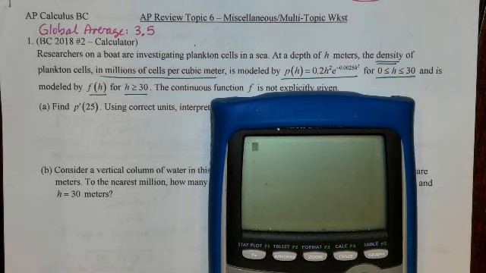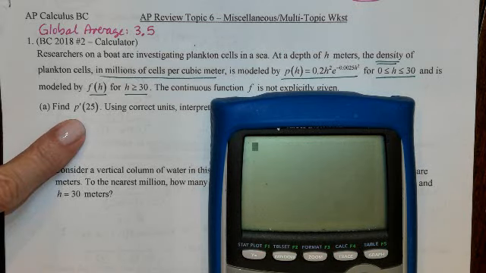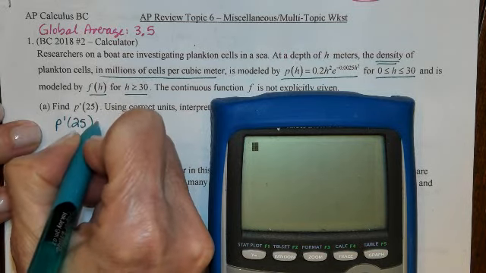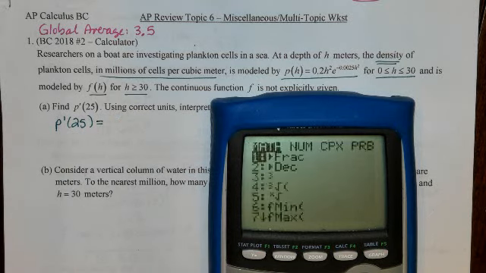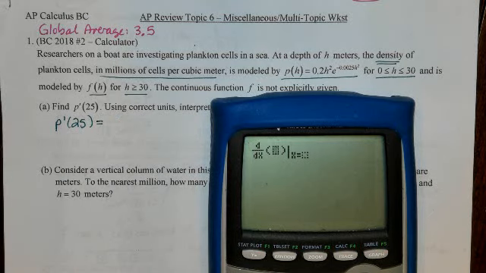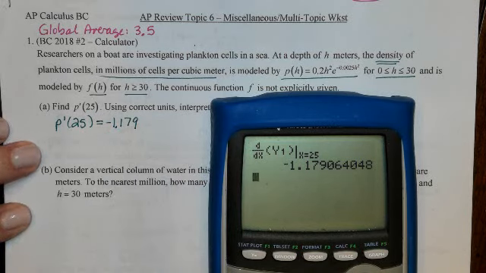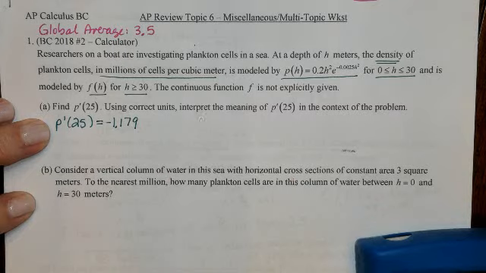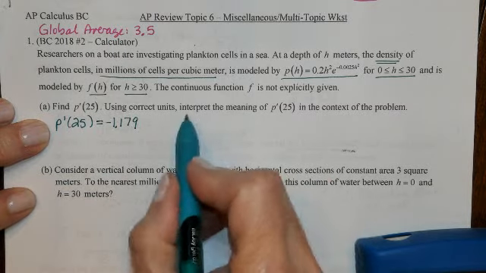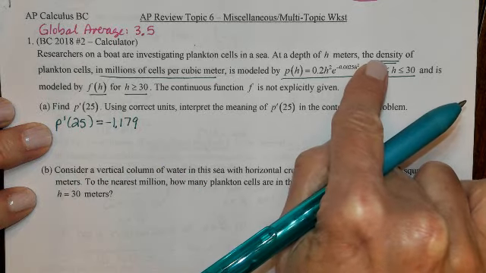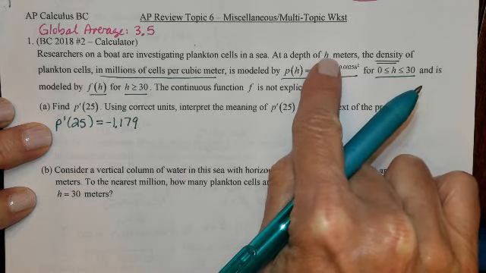All right. Now to my home screen, I want P prime at 25. So I'm going to write what I'm doing. Got to tell AP what I'm doing. I'm finding P prime at 25. So math 8 with respect to x, because that's my variable, of y1 at 25. So it comes out to be negative 1.179, and that is the rate of change. It's the rate that the density is changing at 25 meters.